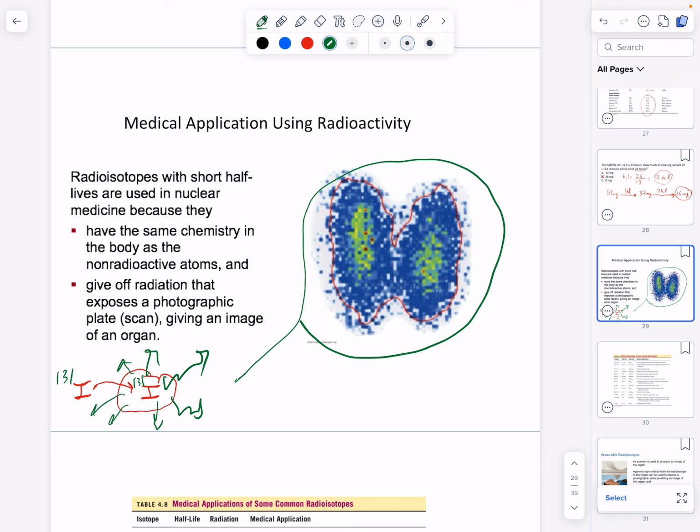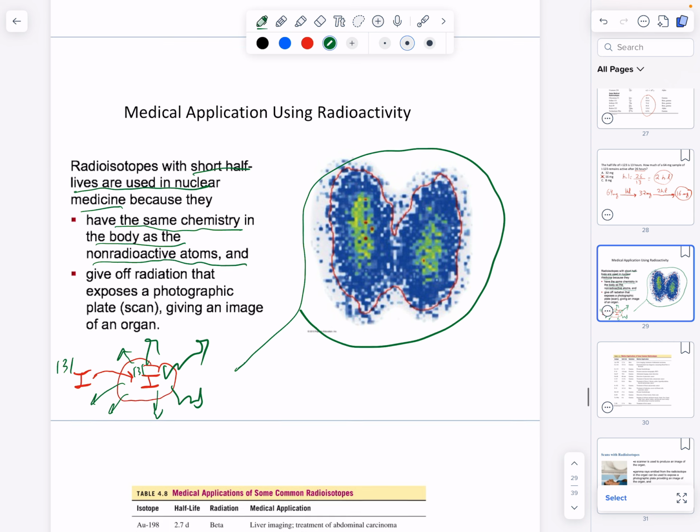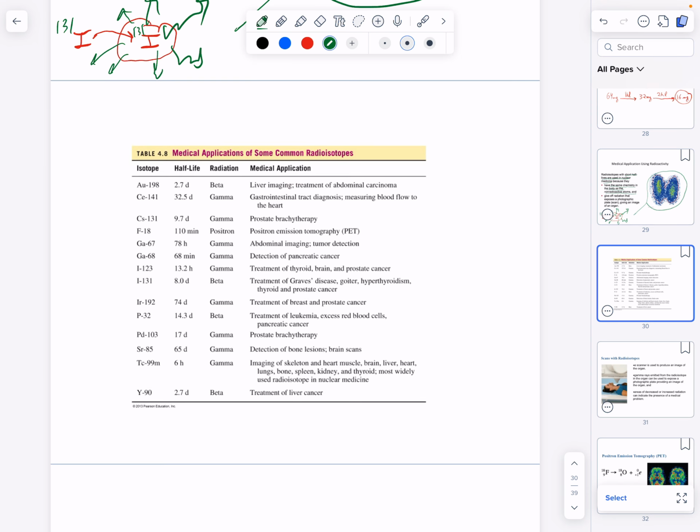What I explained is here: radioisotopes with short half-lives are used in nuclear medicine. They use elements that have the same chemistry in the body as the non-radioactive elements, and the radiation they emit is used to get the picture of the organ. Here you can see a lot of isotopes. Take a look at this. All of them have short half-lives. This is the type of radiation, and this is what it is good for.